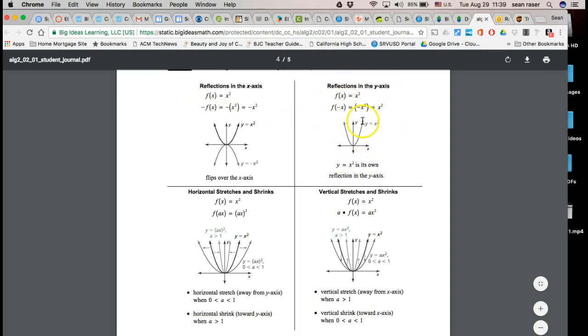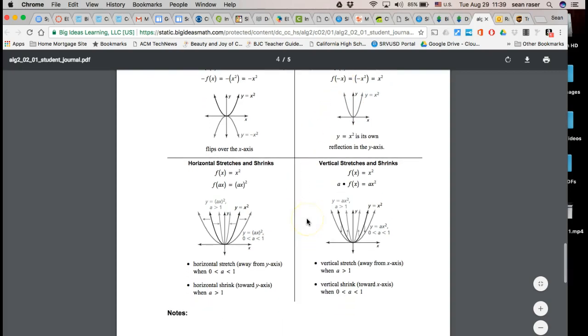For a reflection in the y-axis, remember that's flipping left and right. So that's a horizontal flip. We're flipping over the y-axis. That involves making our input negative. So we just replace x with negative x. Okay? So vertical reflection, vertical going up and down, is making your function negative. Horizontal, which is going left and right over the y-axis, involves making your input negative.